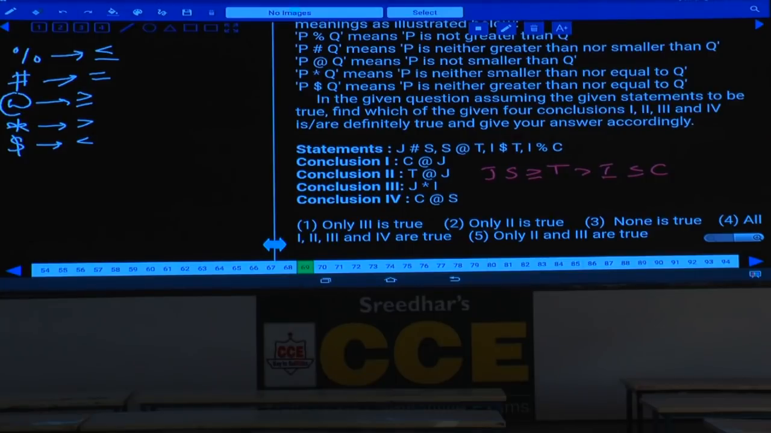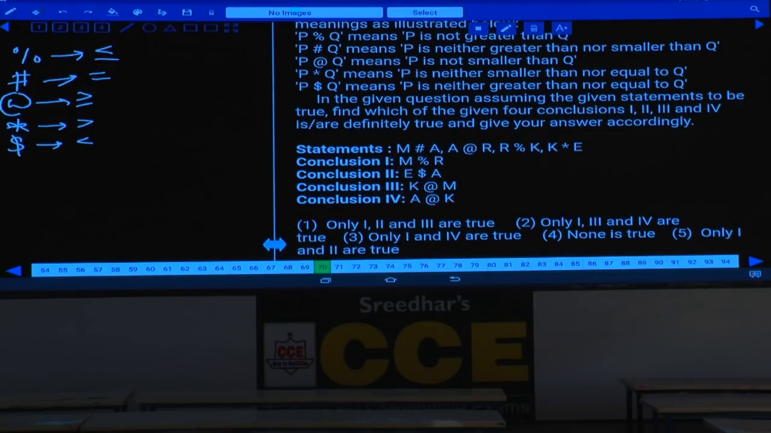Then the first conclusion, at the rate of is greater than or equals to, and star stands for what? Star is greater than. Then tell me, C greater than or equals to J. Now between J and C there are two opposite symbols, no conclusion between these two. And T and J, now J greater than or equals to T means T lesser than or equals to J, but here it is greater than or equals to, that is false. Then J greater than I. Between J and I there is only one symbol which is common, greater than. And next one, C greater than or equals to S. S is here, C is here, between these two opposite symbols, that is false. Then what is your answer here? Only 1, that is only 3 is in choice 1.